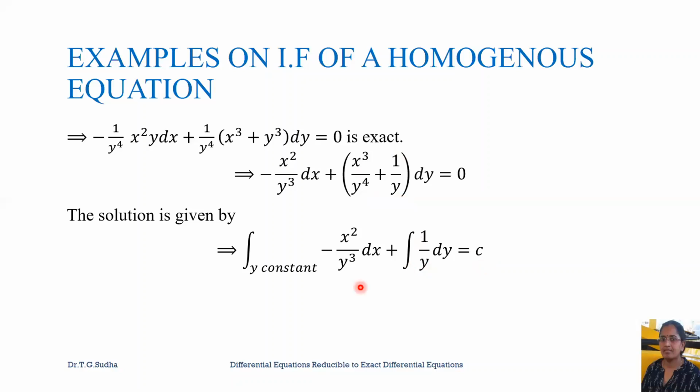Now let us integrate the terms. Here in the first integral, we need to keep y constant. So minus 1 by y cube, you retain as it is. You integrate x square, we get x cube by 3. Plus the integral of 1 by y dy gives us log y, and that is equal to c. And this is the required solution to the given differential equation.